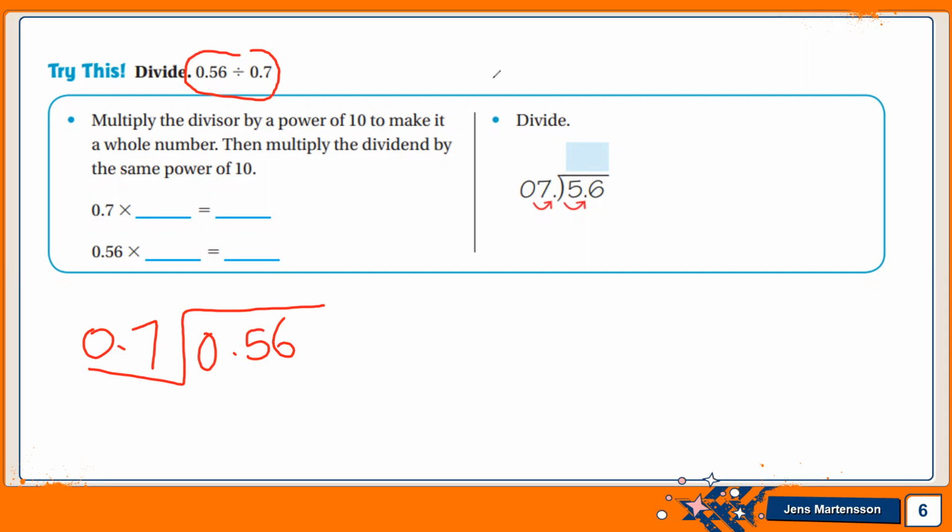Now, where is the divisor? 0.7 or 0.56? Grade 5, where's the divisor? Bravo, 0.7. So now, after how many digits do you have the decimal point? After 1 digit. Bravo. So you will move it 1 digit. So now it comes as 7.